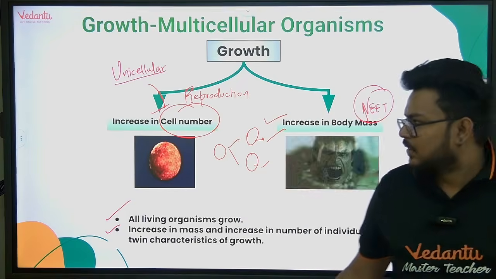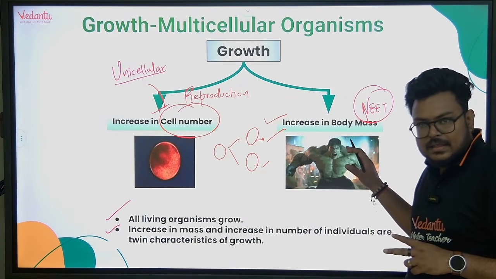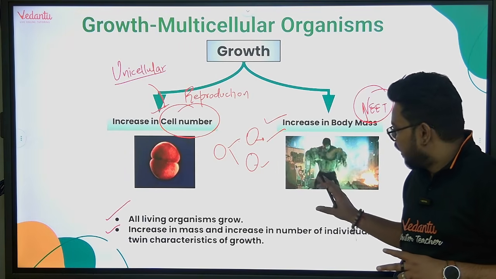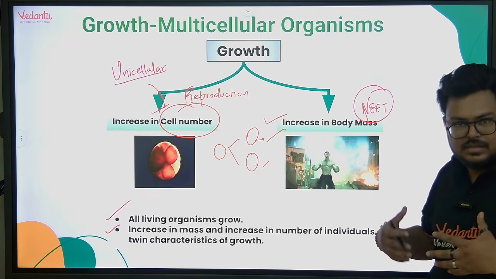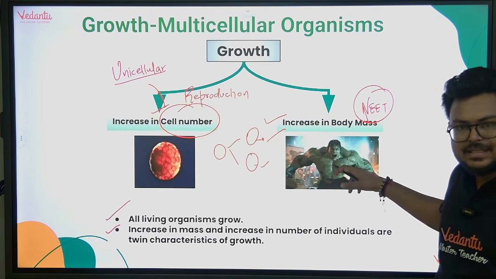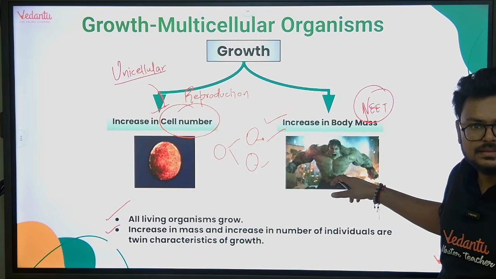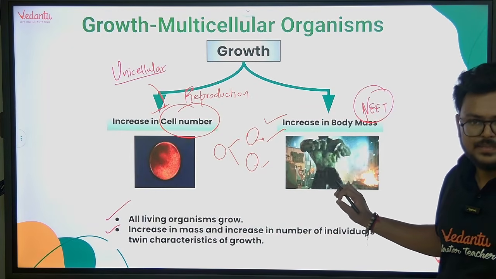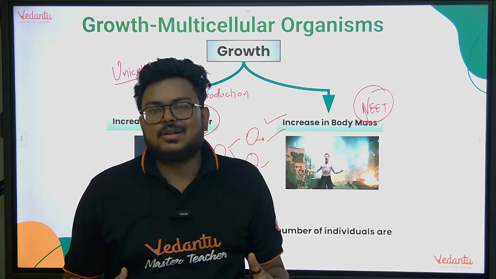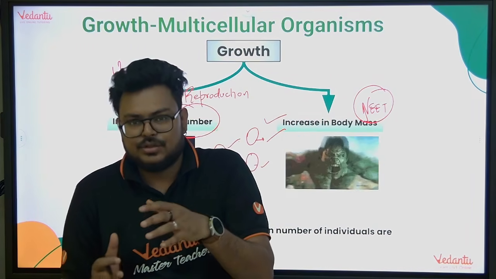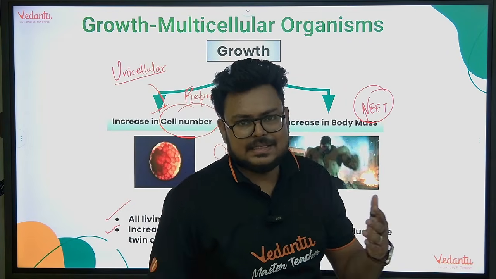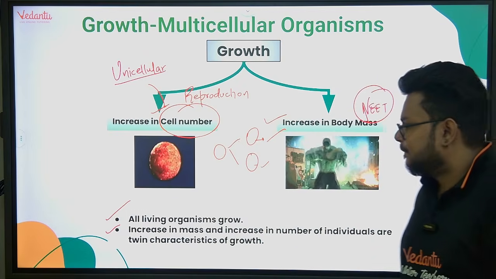So a very important second point: in case of unicellular organisms, increase in cell number can be considered as reproduction, right? Now, next important point, twin characteristics of growth are increase in cell number and increase in body mass. Here you can see the picture of the Hulk, a very popular character. It is increasing body mass, but the increase is not permanent, so I cannot consider it as proper growth. It becomes green Hulk, then becomes a normal human being, right? That growth is for a temporary period of time, so it is not considered as growth. But just for the animations we have shown it.